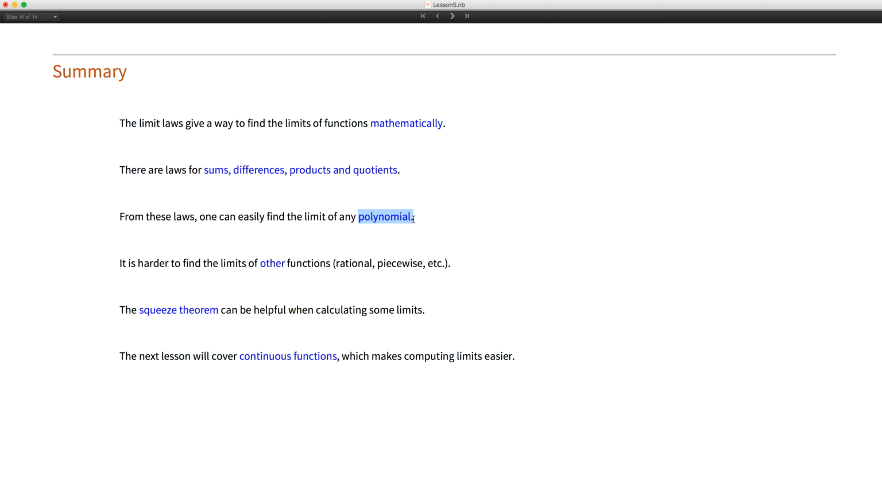That's really simple, but it is somewhat harder to find the limits of rational functions, which can become 0 in the denominator at some points, or piecewise functions where things can go quite wrong, etc. And finally, the Squeeze theorem is a great way to find limits when you're given difficult functions which can be squeezed between simpler functions. So this is about today's lesson, and the next lesson will cover continuous functions, which will make life much easier for us as far as finding limits are concerned.